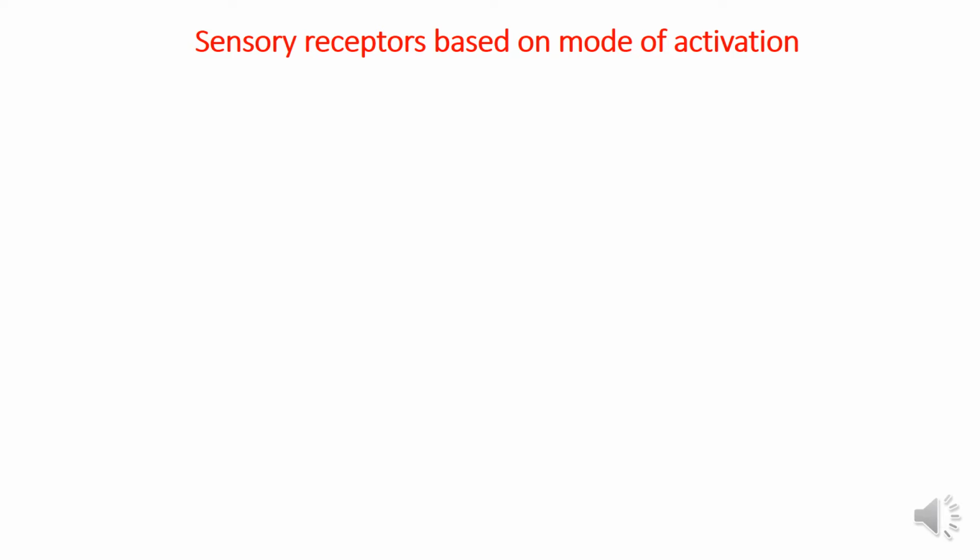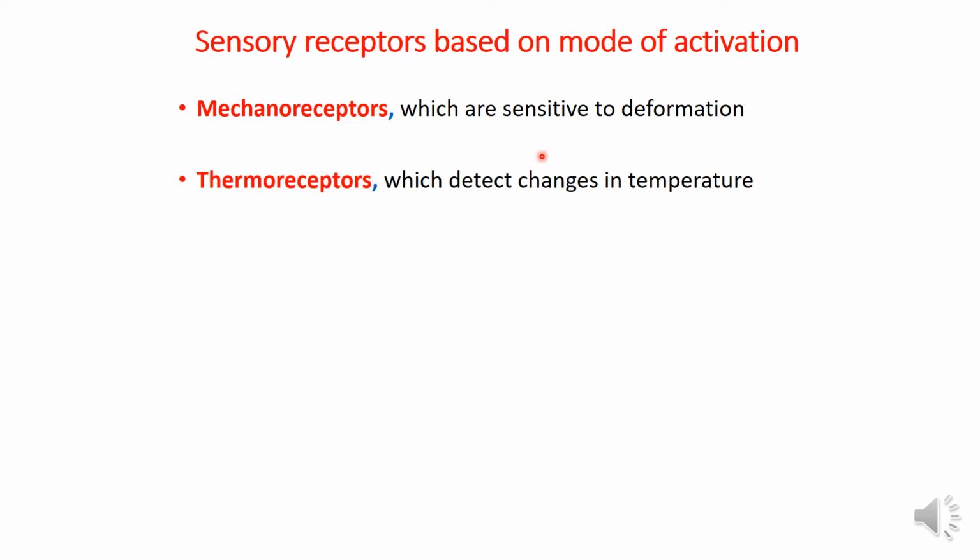Another classification is based on the mode of activation. Mechanoreceptors are sensitive to deformity. Touch or pressure or vibration are going to produce what? A change in the shape of the receptor, and this is considered as a deformity. This deformity usually produces opening of sodium channels, allowing sodium influx inside the receptor, and this produces the depolarization of the receptor.